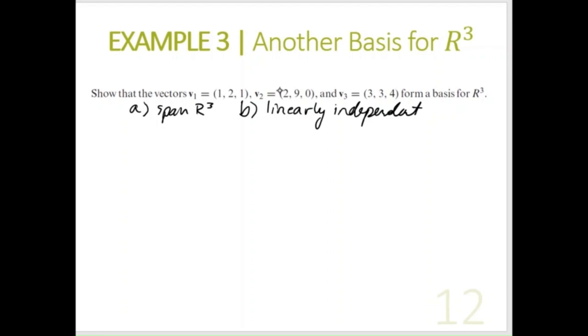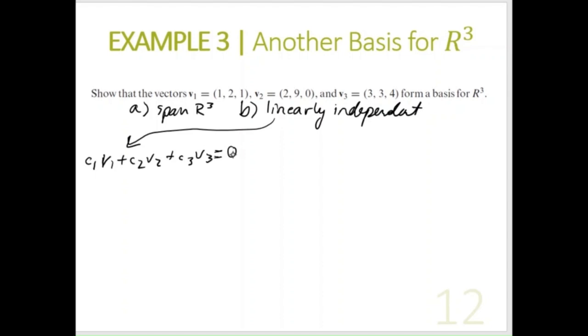Well, what do we got to do? We got to set up that homogeneous system. So remember from the previous section, we've got to set that up. That means that C1 v1 plus C2 v2 plus C3 v3 equals 0. So there's our homogeneous equation there.